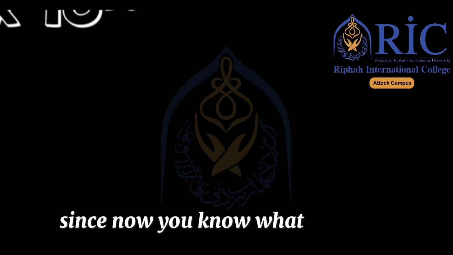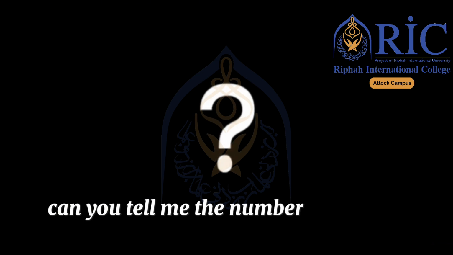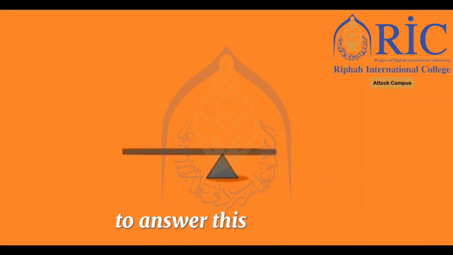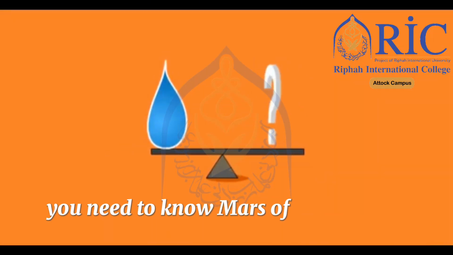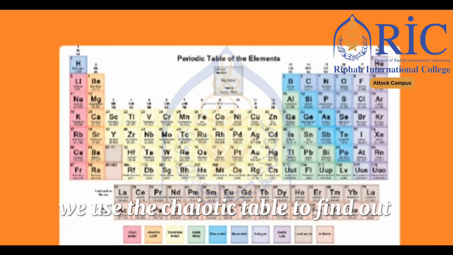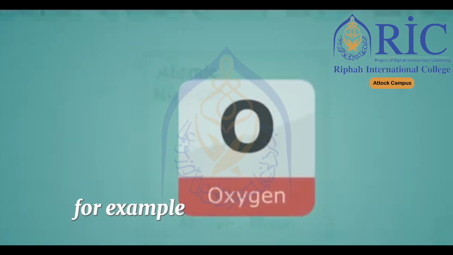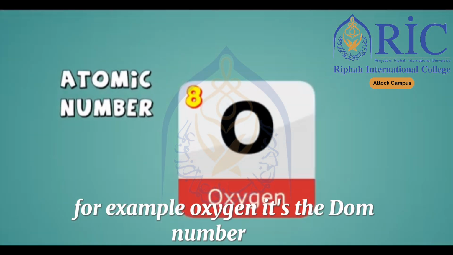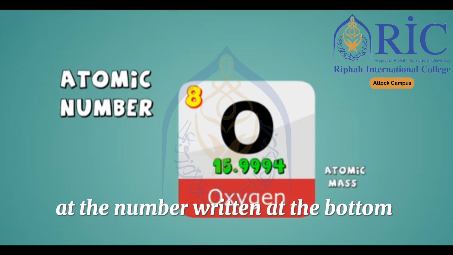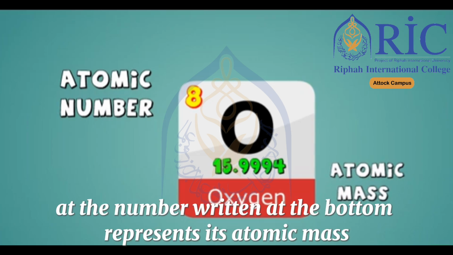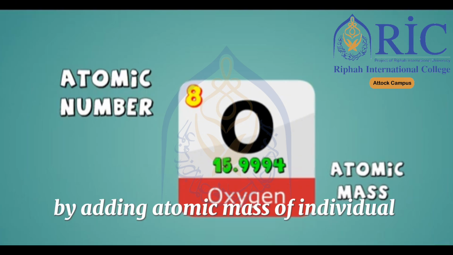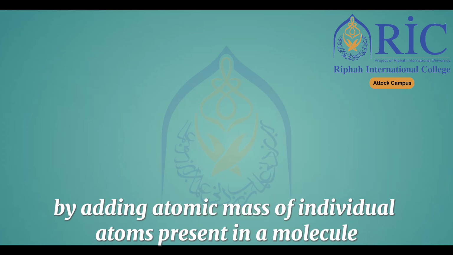Since now you know what a mole is, can you tell me the number of moles in 360 grams of water? To answer this correctly, you need to know the mass of 1 mole of water. We use the periodic table to find out the mass of atoms. For example, oxygen: its atomic number is 8, which is written at the top of the symbol, and the number written at the bottom represents its atomic mass. Molecular mass is determined by adding the atomic mass of individual atoms present in a molecule.